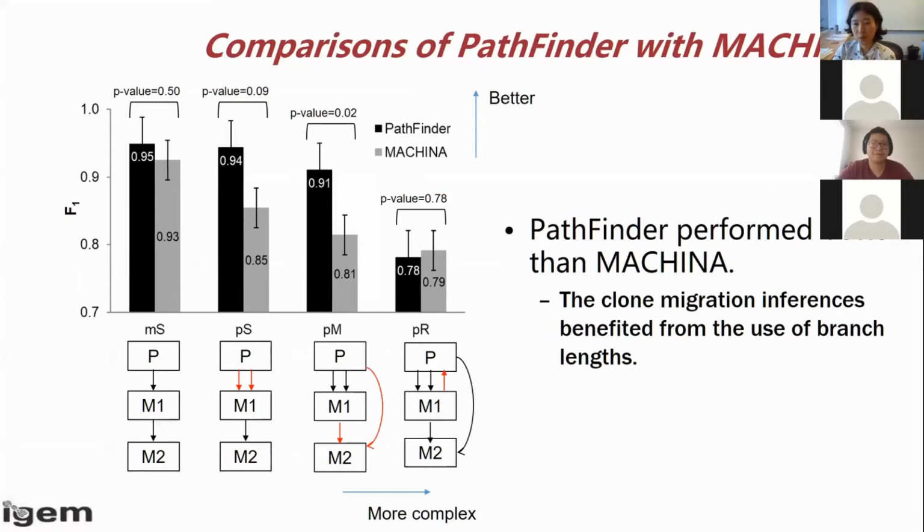We next compared these results with Machina. So we computed F1 score for each Machina result. Here are the results. In general, Pathfinder produced better results than Machina, especially for these two seeding types. Pathfinder produced much better F1 score than Machina. Since Machina doesn't use branch lengths, these results indicate that the use of branch lengths is very important to produce more accurate results.